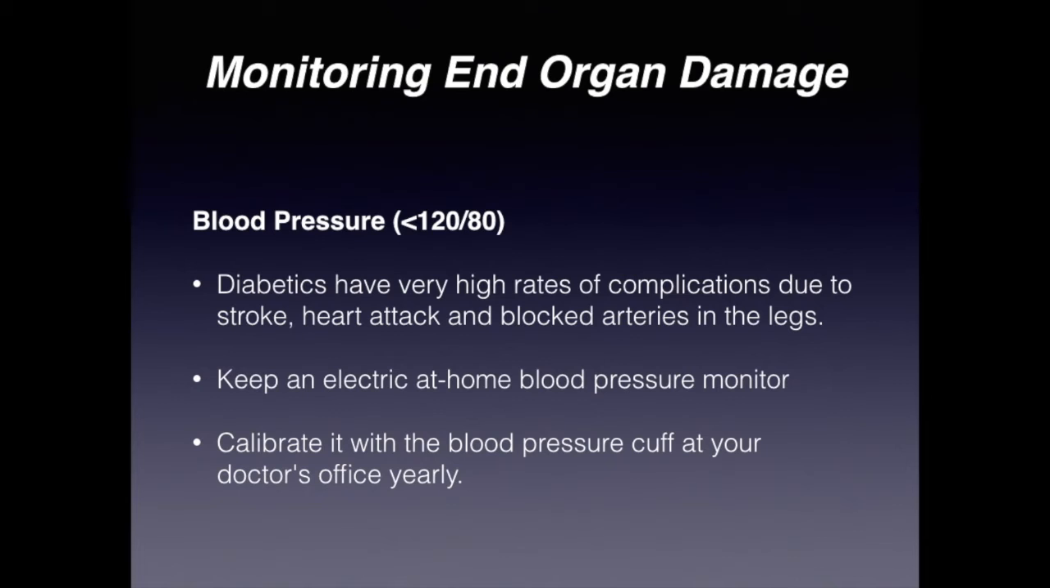Other things we monitor for in our type 2 diabetic patients are things like blood pressure, and it's going back to those alarming statistics that I mentioned earlier in presentation one. Diabetics have extremely high rates of complications from cardiovascular related events, such as strokes and heart attacks. So we like to make sure that blood pressure is below 120/80. And I encourage my patients to keep an at-home electric blood pressure monitor so they can monitor themselves and calibrate it at their doctor's office at least yearly.